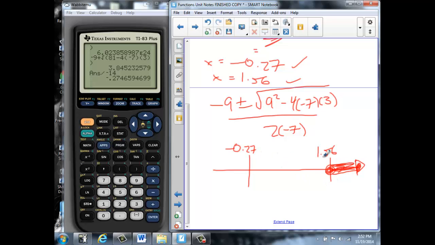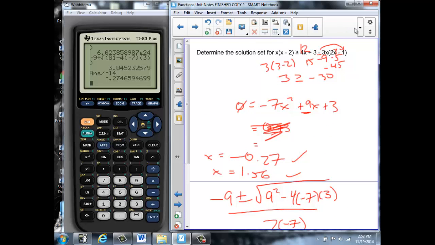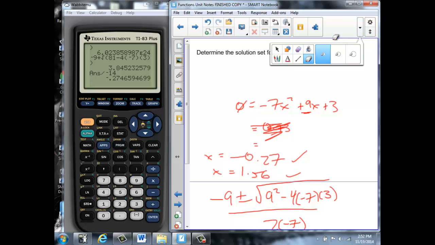Give me a number between negative 0.27 and 1.56. 1, that works. 0 is also good. But you can't do 0. Huh? Oh, yeah, you can. These aren't reciprocals, I agree with you. If it's reciprocals, you can't use 0. You're right, though, 1's not a bad number. I can do 1 pretty easily in my head here.